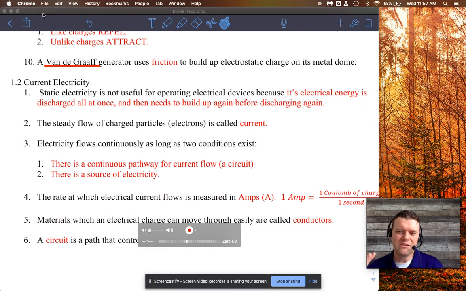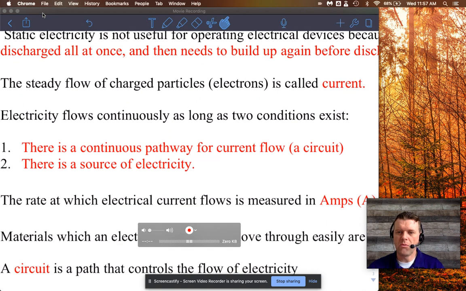So in general, you need at least 2 conditions. There's several others, but you need at least 2 if you want electricity to flow continuously. And that is, you need a continuous pathway. So you need what's called a circuit, and we're going to learn about those shortly. But you also need a source. So you also need some electricity to come from something.